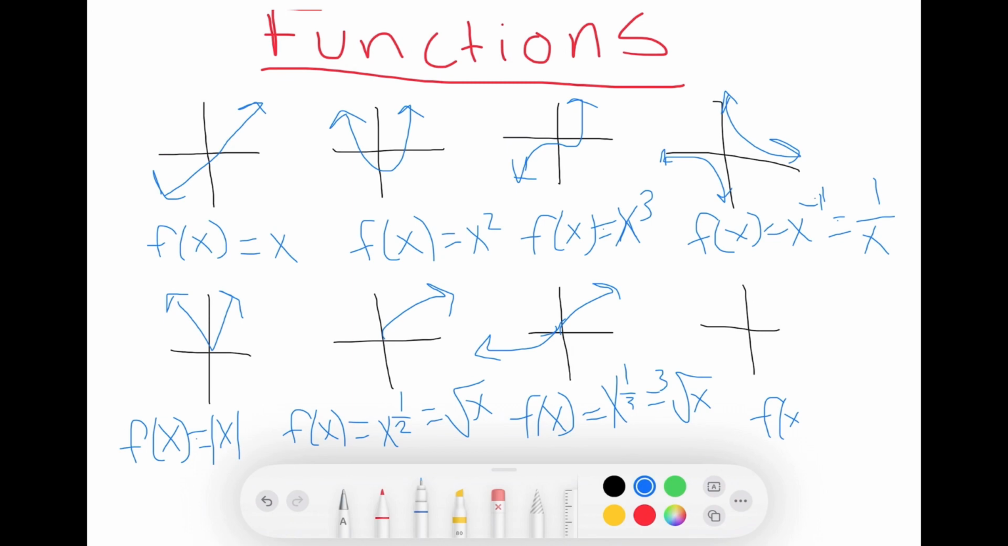And then our last problem is f of x is equal to e to the x power, and f of negative 1 of x, so the inverse of f of x, is equal to ln x, and f of x equals e to the x looks like that, and the inverse of f of x looks like that.